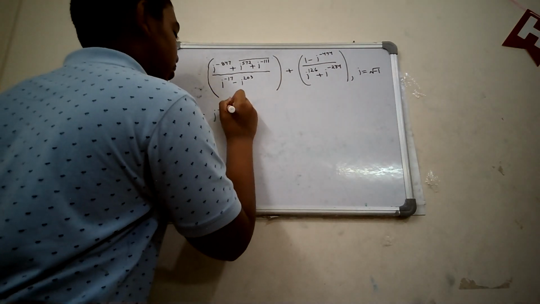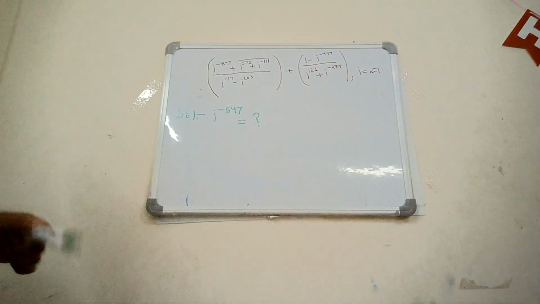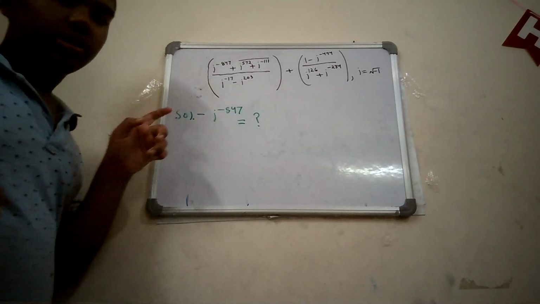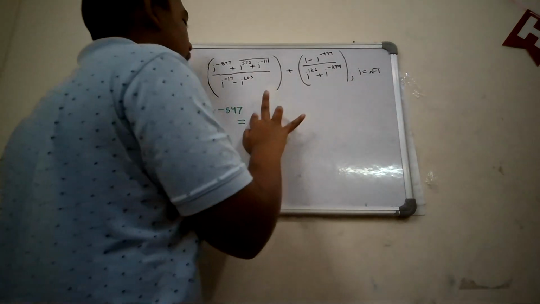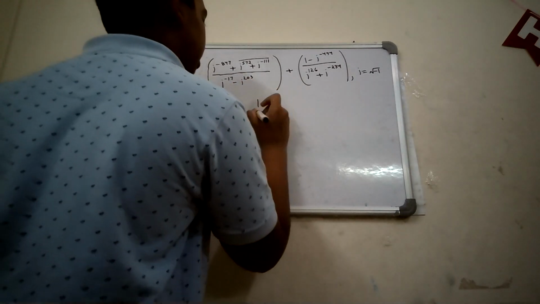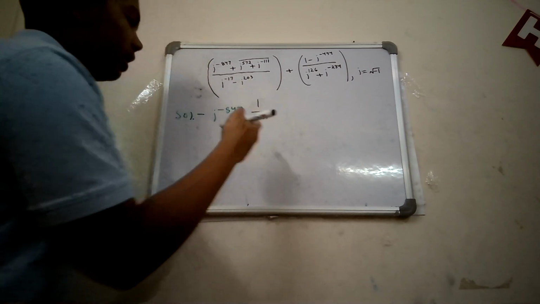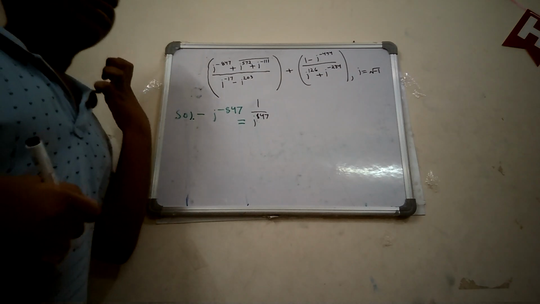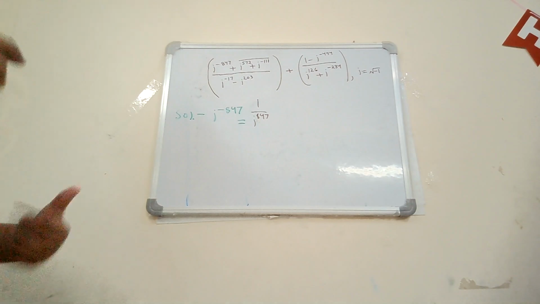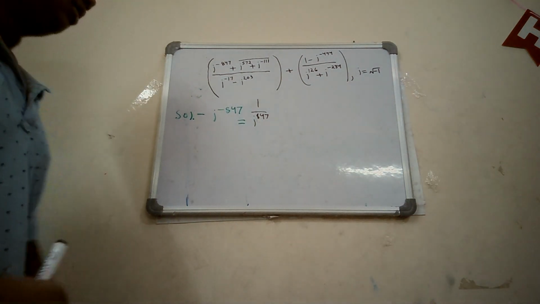i to the negative 841 equals what? How do you find this? Well, don't worry. If you're dealing with negative powers, there's a rule. You can just write it like this: 1 upon i to the 847. And at the end, if you get an imaginary number in the denominator, you can multiply the numerator and the denominator by the conjugate of the denominator to make the denominator real. That's how you divide it.